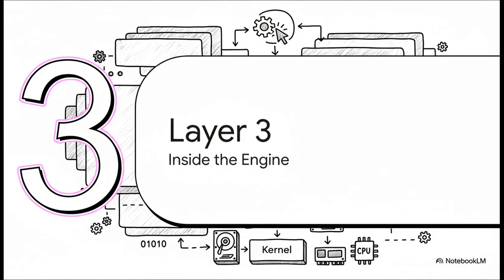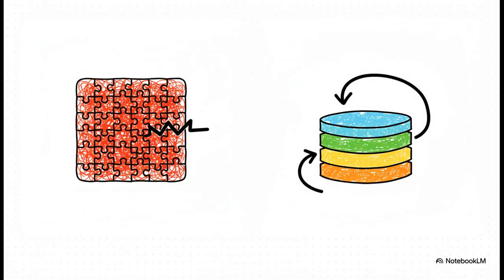Okay, so we've covered the user interface and the application interface. Now let's get even deeper. It's time to crack open the engine room and see how the operating system itself is actually put together. This really highlights a huge choice in how you design an OS. On the left, you've got the monolithic structure. It's basically one giant interconnected program.